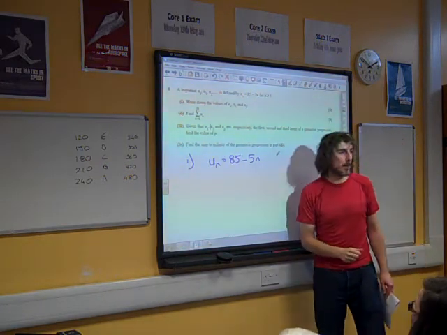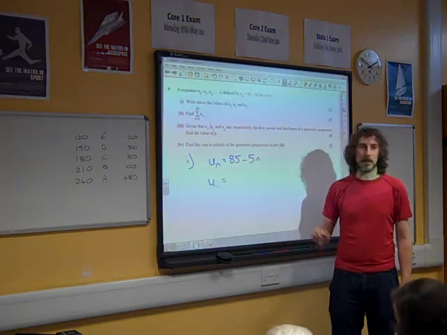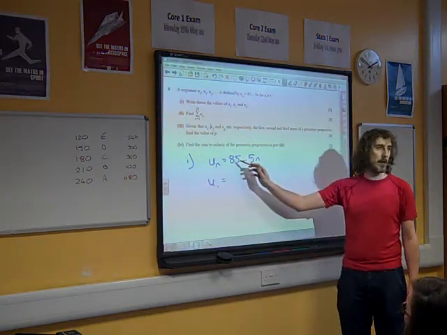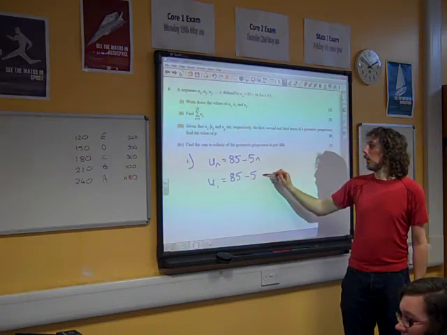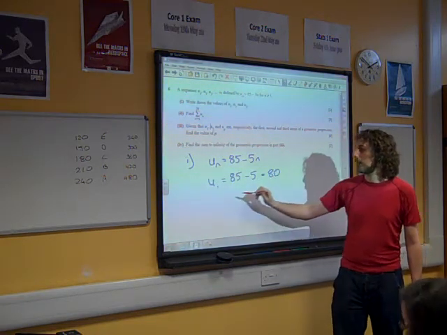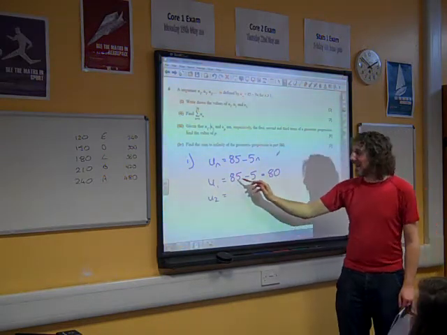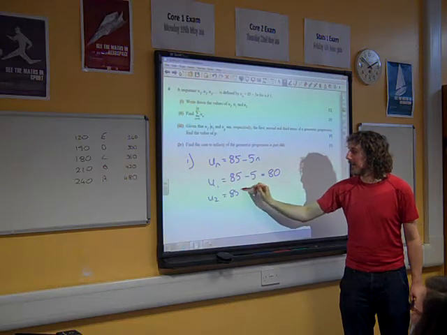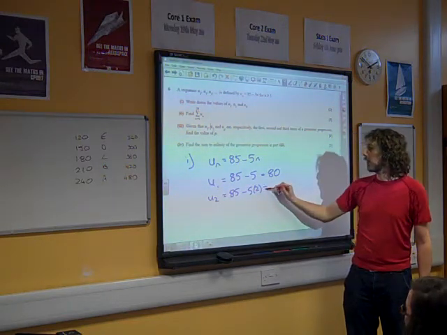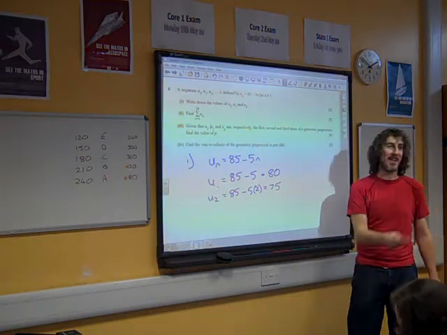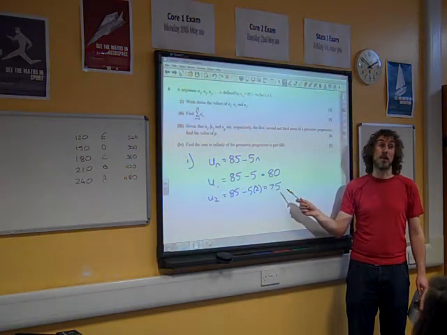Don't anticipate the joke. So, U1, what happens if n equals 1? We've got 85, take away 5 times 1, which would be 80. U2, come in. 85, take away 5 times n, so that's 5 times 2. So that would be 75. Now, we've found U2, but we still haven't found what we're looking for.